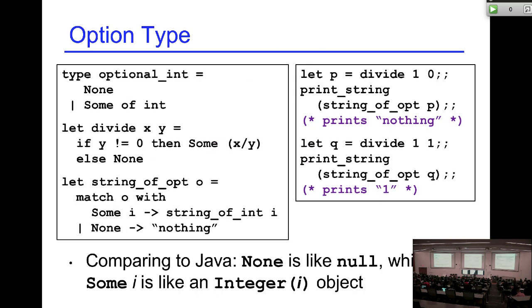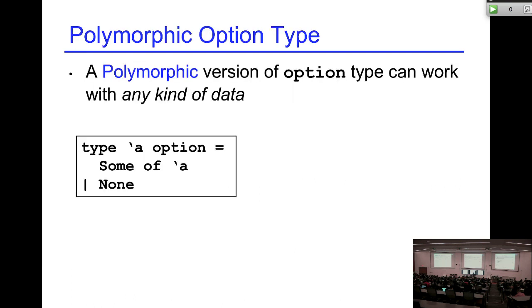Okay, this is an option type. With that, now you can do things like this. If y is 0, it's a divide by 0 error. I don't want to do that. So I return none. If it's non-zero, then I will calculate and return Some. That's the option type. This is a real polymorphic option, right? This 'a option is Some 'a, or None. So you can apply this for all those types.